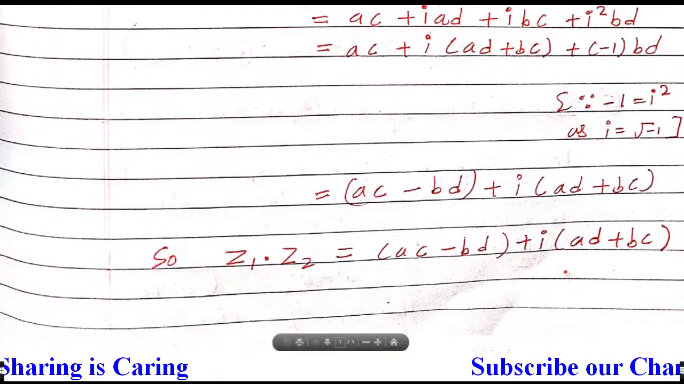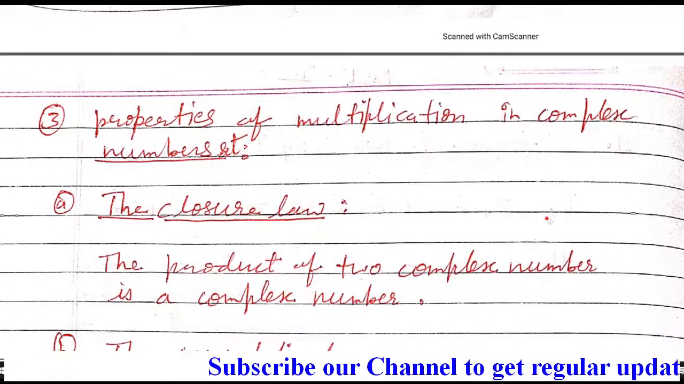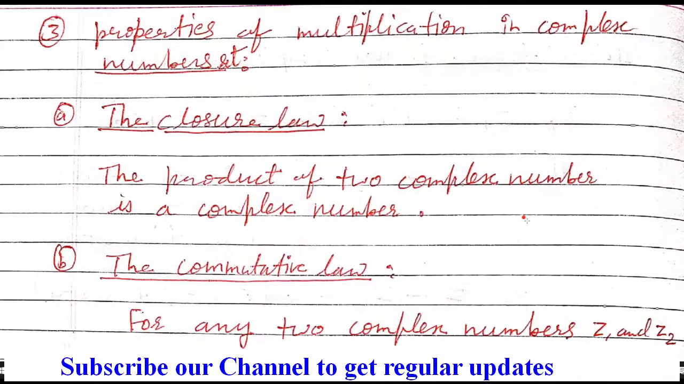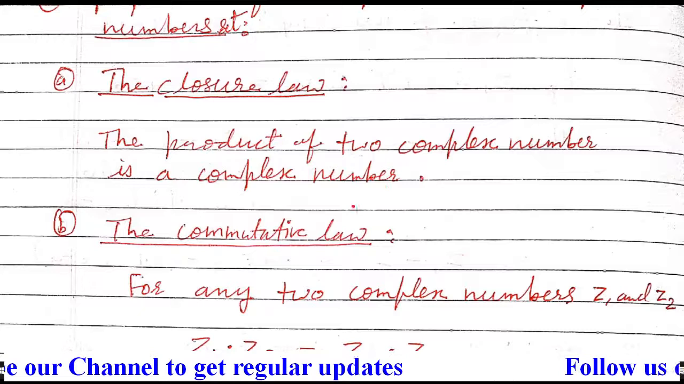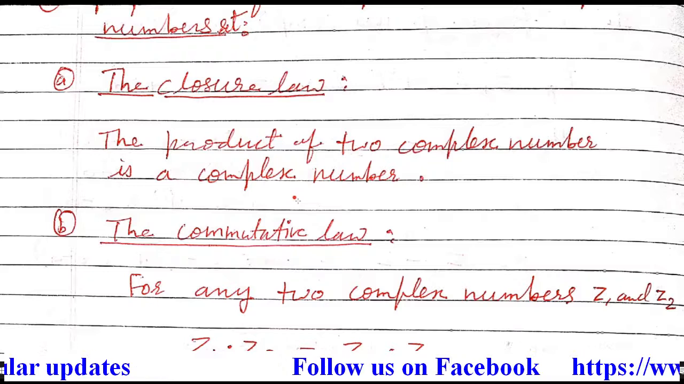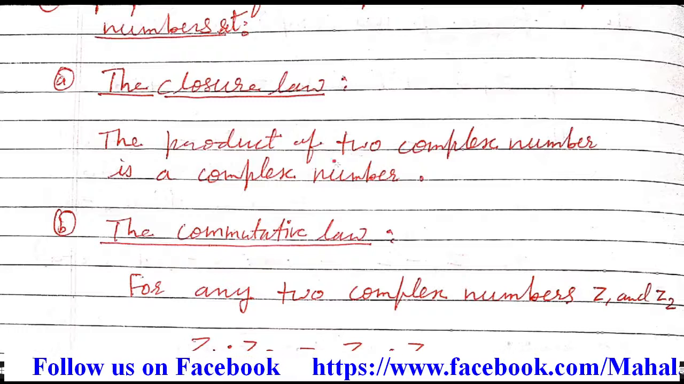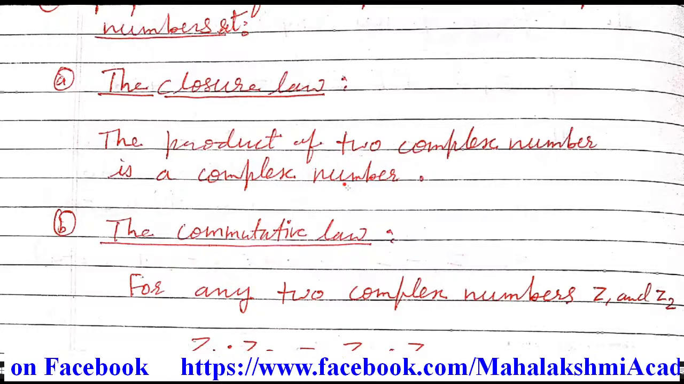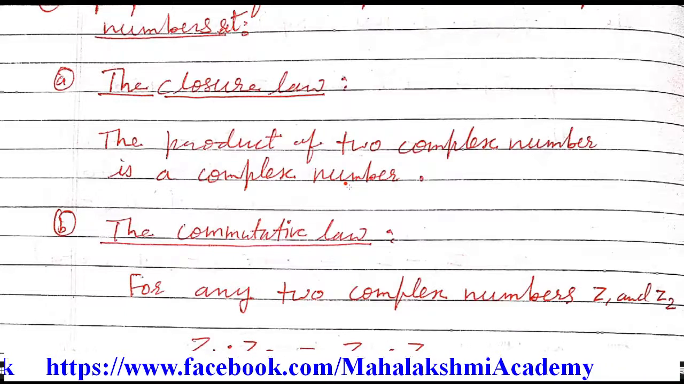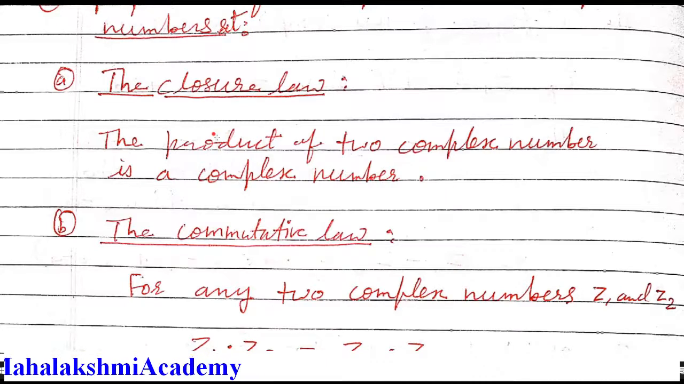Now we are going to move to the properties of multiplication in the complex number set. As we just saw in the previous topic, we multiplied two complex numbers and found that the answer is again a complex number. So the product of two complex numbers is a complex number. So it is the closure property. Closure property means you pick two complex numbers, and the product is again a complex number. So it is closed in the complex number set. That's why it is named the closure property. So closure property holds good in the complex number set.